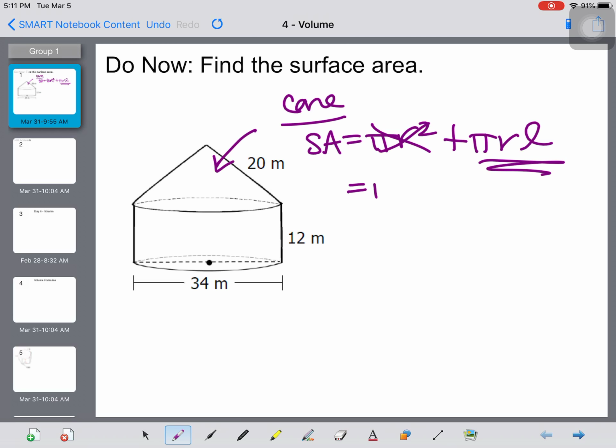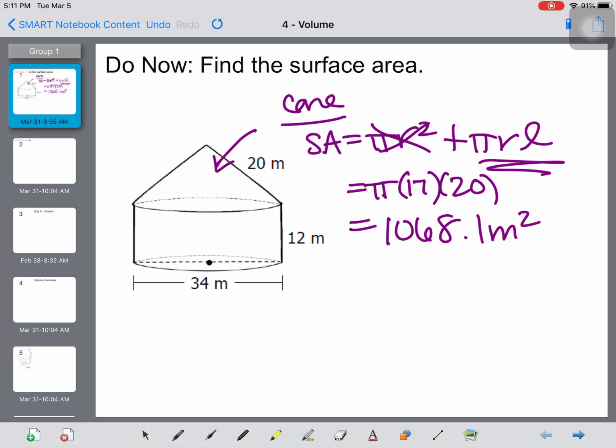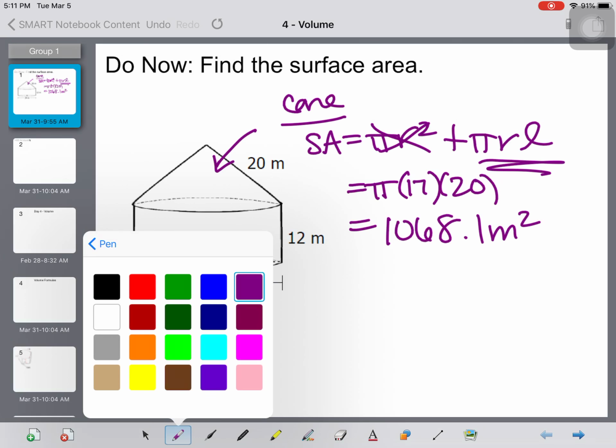So when I plug this in, it's going to be pi times the radius of that circle. It's half of 34, so 17. The slant height is the 20. Typing that into our calculator gets you 1,068.1 meters squared, and that is just for the top of our shape.